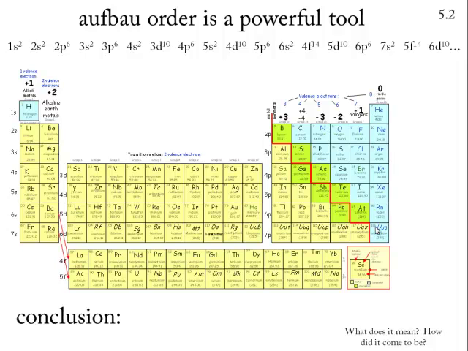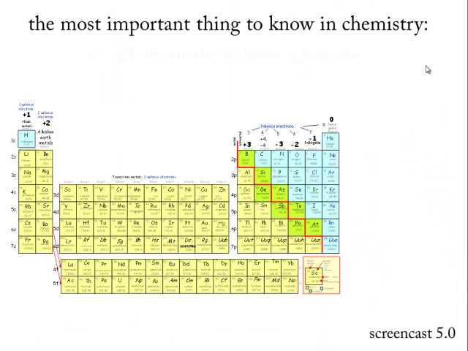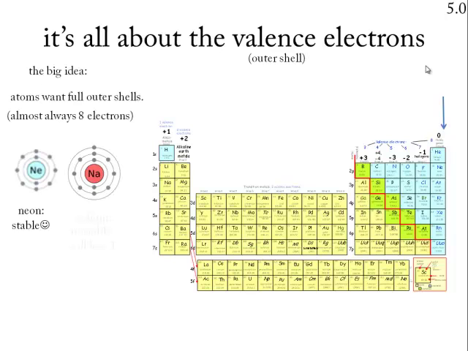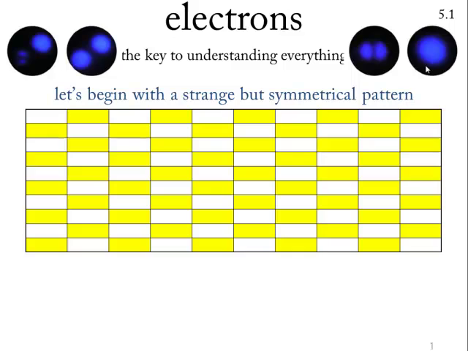Okay, the Aufbau order is a powerful tool. Above here we see the general Aufbau order for electrons. If you saw Screencast 5.1, you'd see how this weird pattern came to be. I'm going to just go back to it. Whoa. Not there. Here it is.